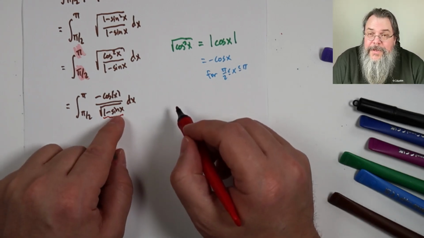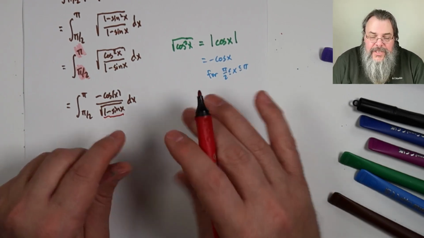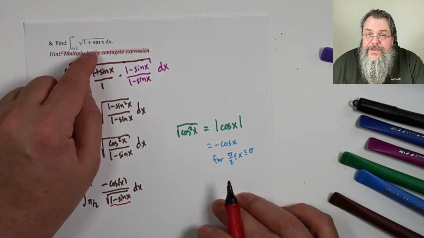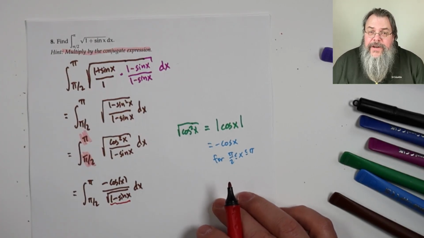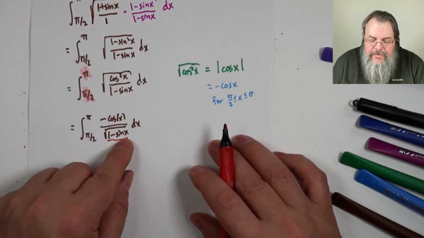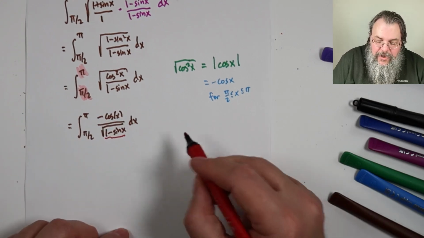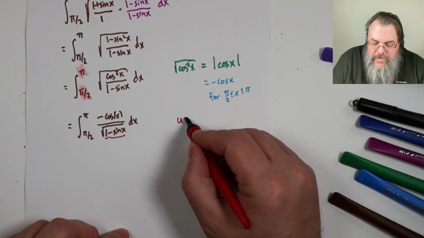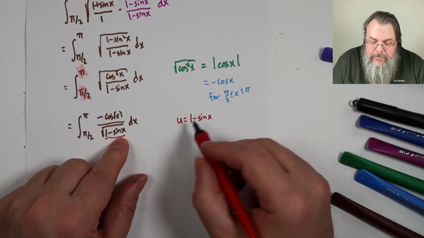Here's where everything that we've done pays off. Because initially, there's not really much we can do. If we try a substitution, the derivative of sine is not floating around. But now, the derivative of sine is. It's up there. So we say, okay, well, let's let u equal 1 minus sine x. It's what's on the inside.